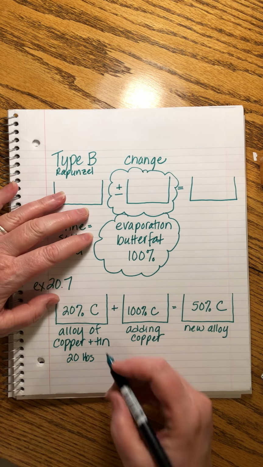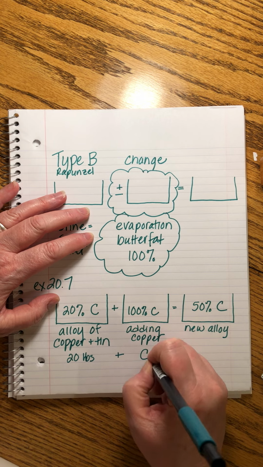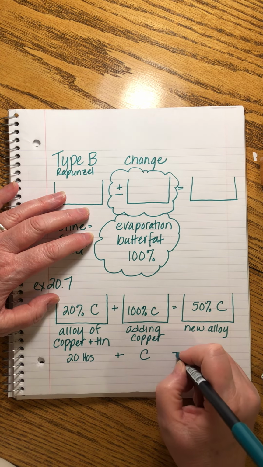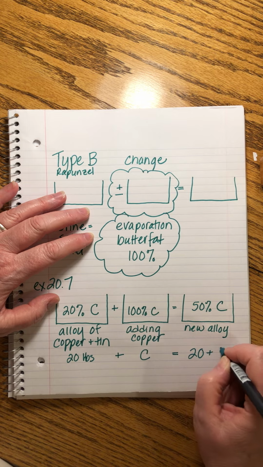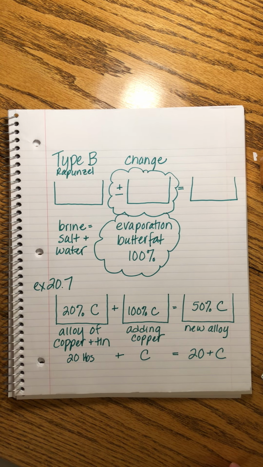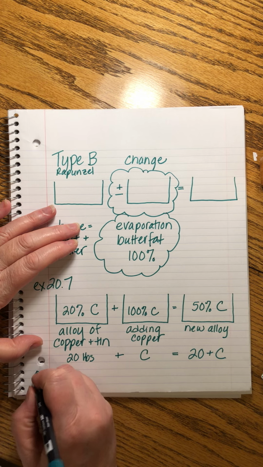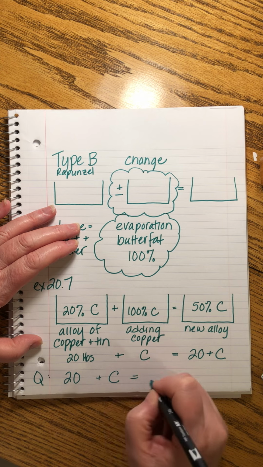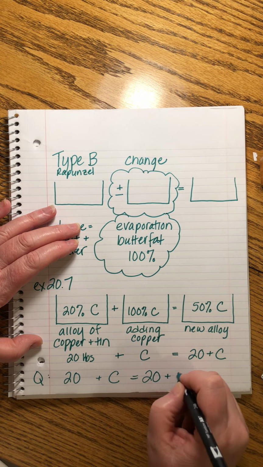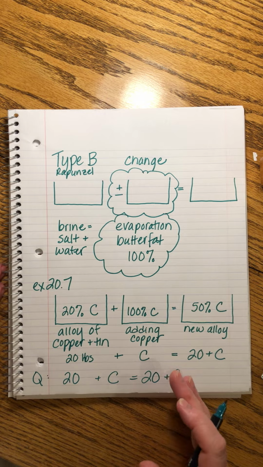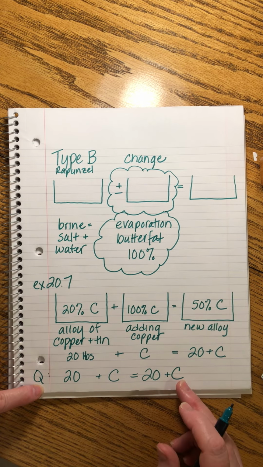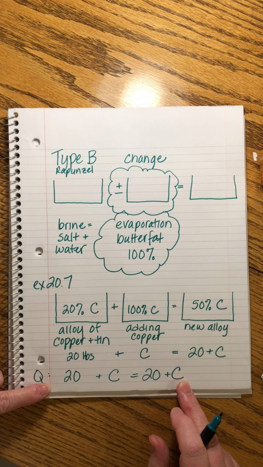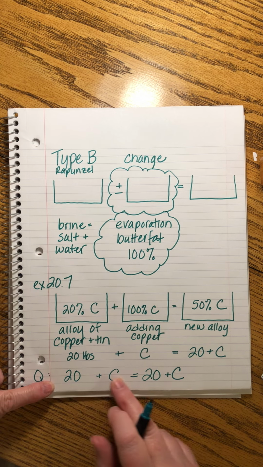We know we're starting with 20%. We're going to add, let's just call it C for the amount of copper. And then the new amount will be 20 plus C. Okay, so there's our first equation. It's a quantity equation. And we can see it's so simple because it's only got one variable in it. And we realize, just like we realized with the last problem, we're not going to need to write two equations because of the way our problem is set up. We just have one variable.